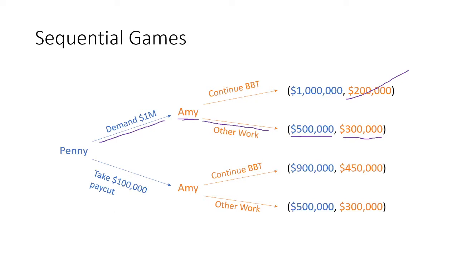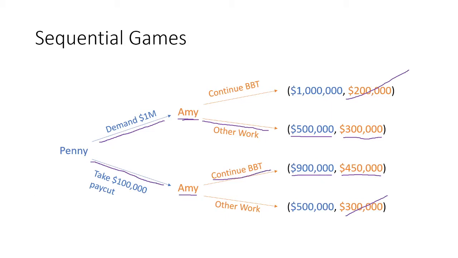Now, if Penny decides to take her $100,000 pay cut, then Amy has the same 2 options: continue Big Bang Theory or find other work. And we can look over here at Amy's payouts. $450,000 is more than $300,000, so Amy is going to choose to take $450,000, and that leaves us with $900,000 for Penny. So Penny taking a $100,000 pay cut leads to Amy continuing to work at Big Bang Theory, and Penny gets $900,000 and Amy gets $450,000.